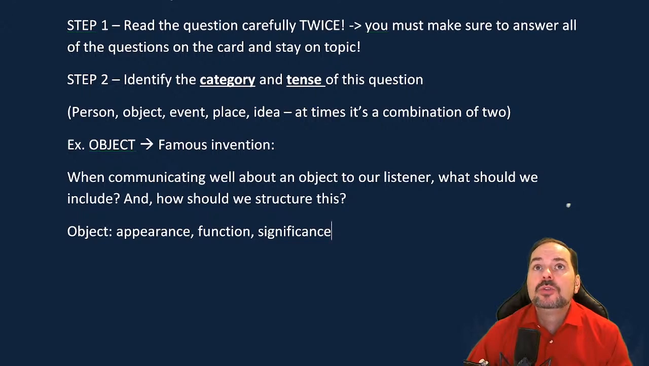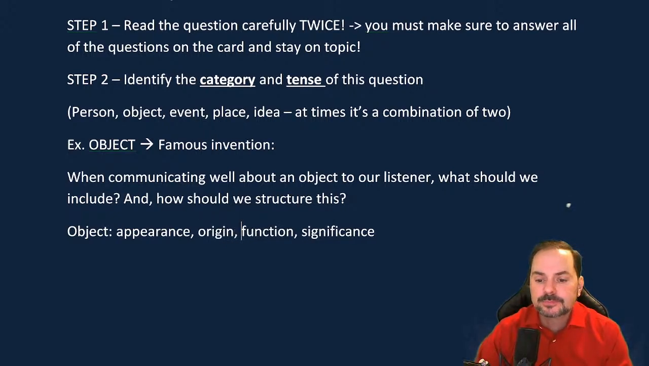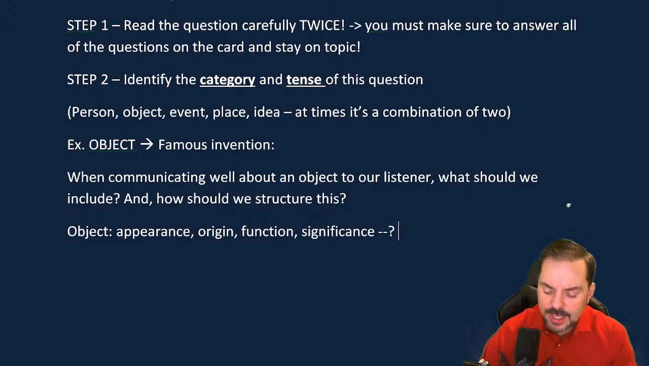Atmal says we should include the history of the object. Yeah, so instead of the history, you should include the origin. That's right. So the origin of the object. Where does the object come from, right? So to clearly talk about an object, we want to talk about its appearance, what it looks like. We want to talk about its origin, where it comes from. We want to talk about its function, which means how it works, and its significance, which means its utility or its usefulness, okay? So in this order.